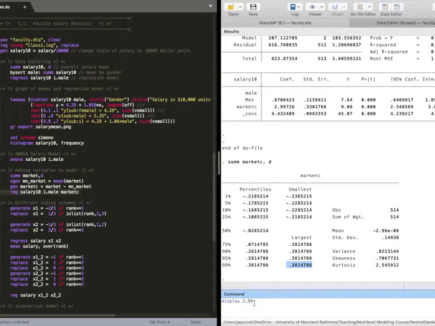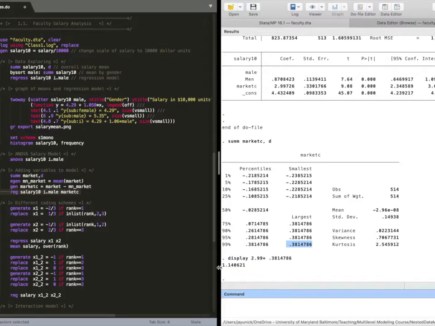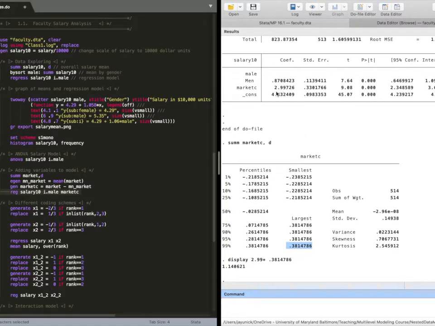2.99 was the coefficient, right? And we're going to multiply it by an x value, in this case 0.38, which is the highest x value, right? So that would be $1,100 difference. So the difference between the average person at the average market condition and a person at the highest available market condition is not this value, because that's a 1 unit change, and we don't have a 1 unit change. It's a $1,100 change. So that tells us something about the scale of it.